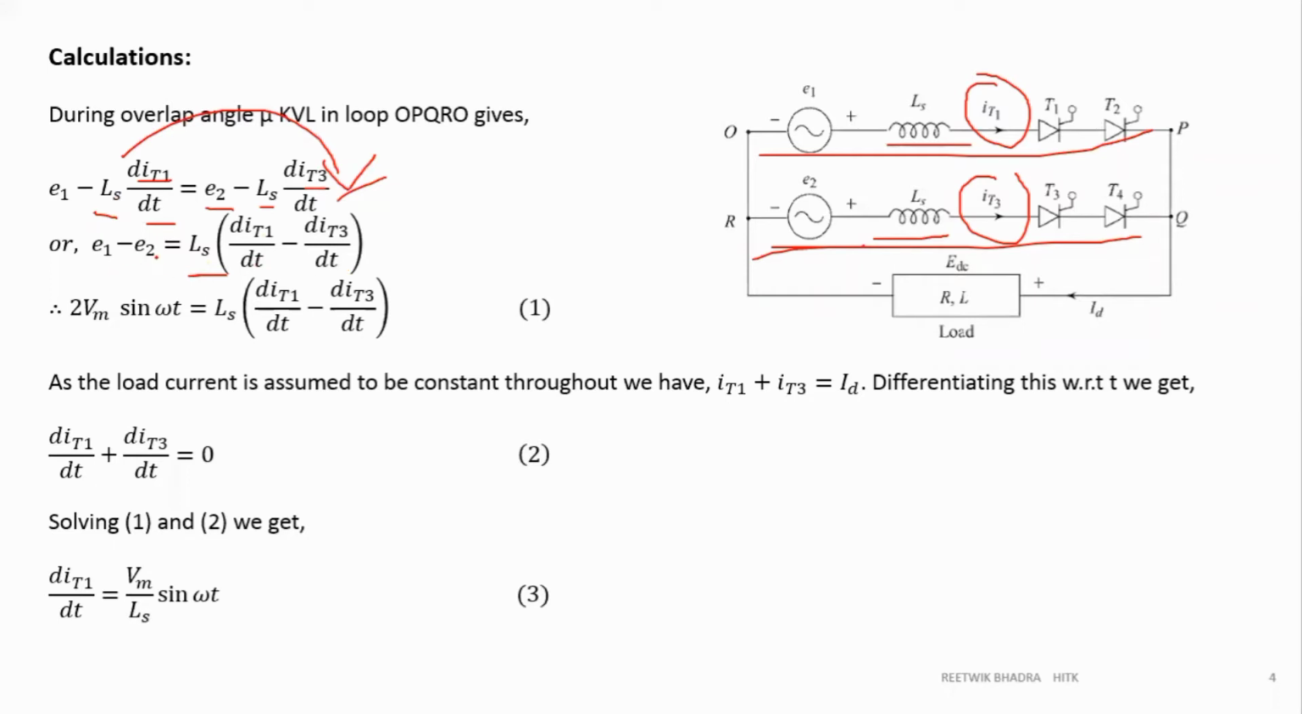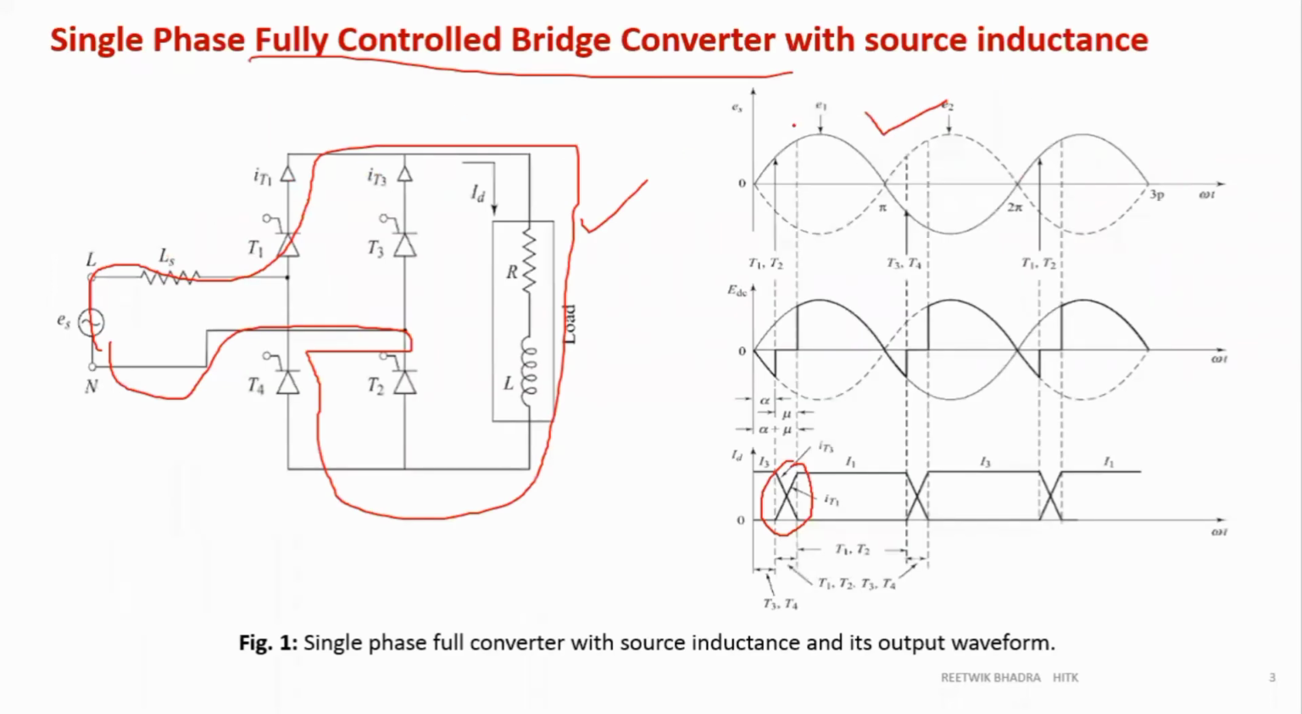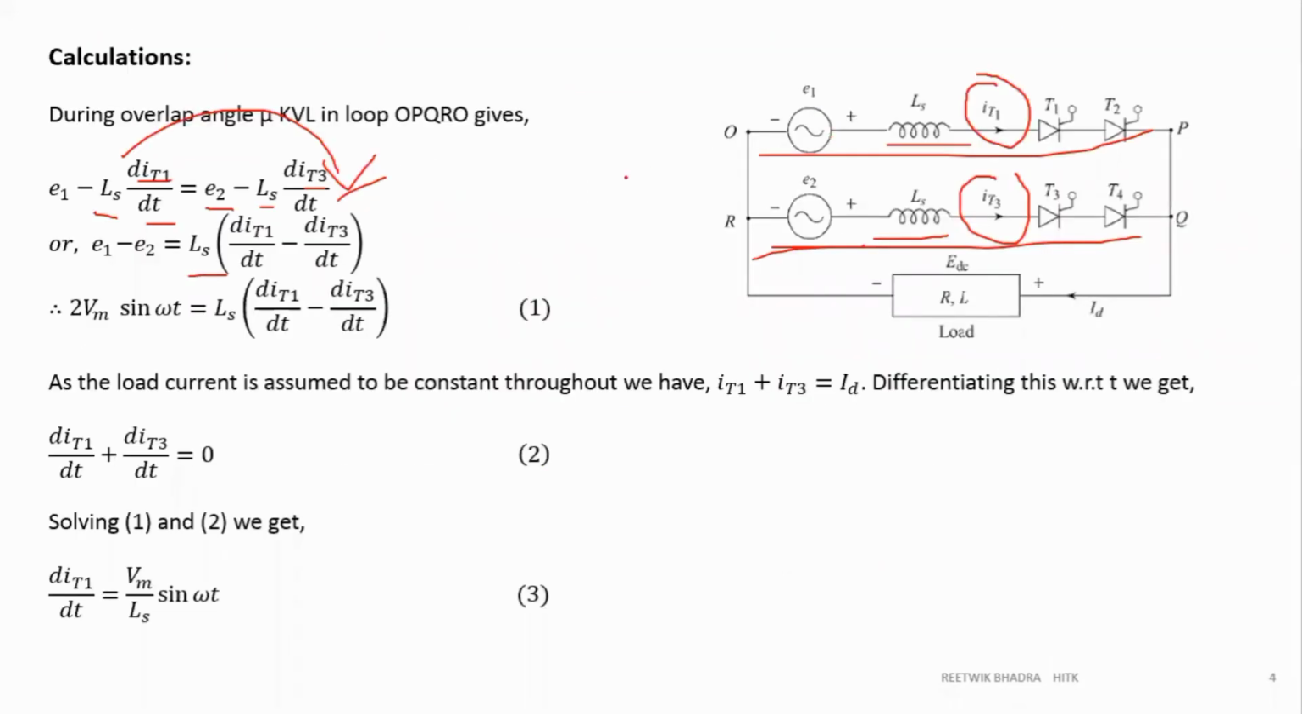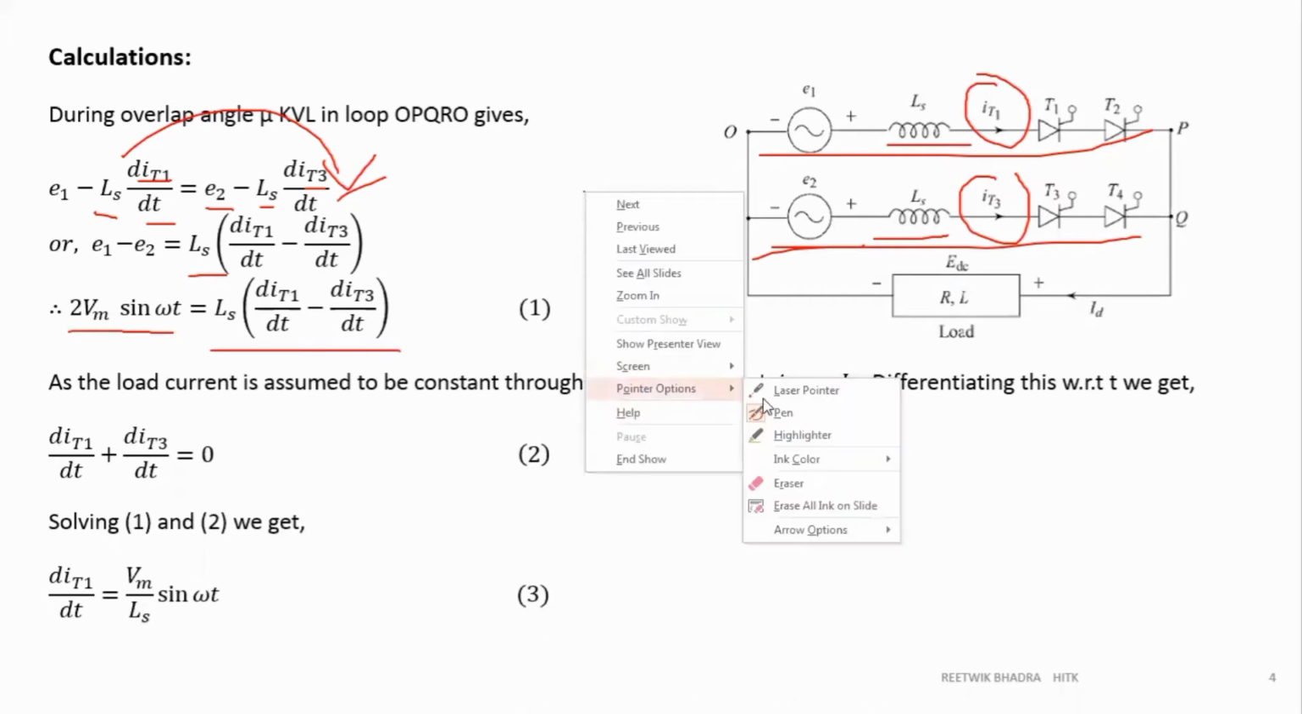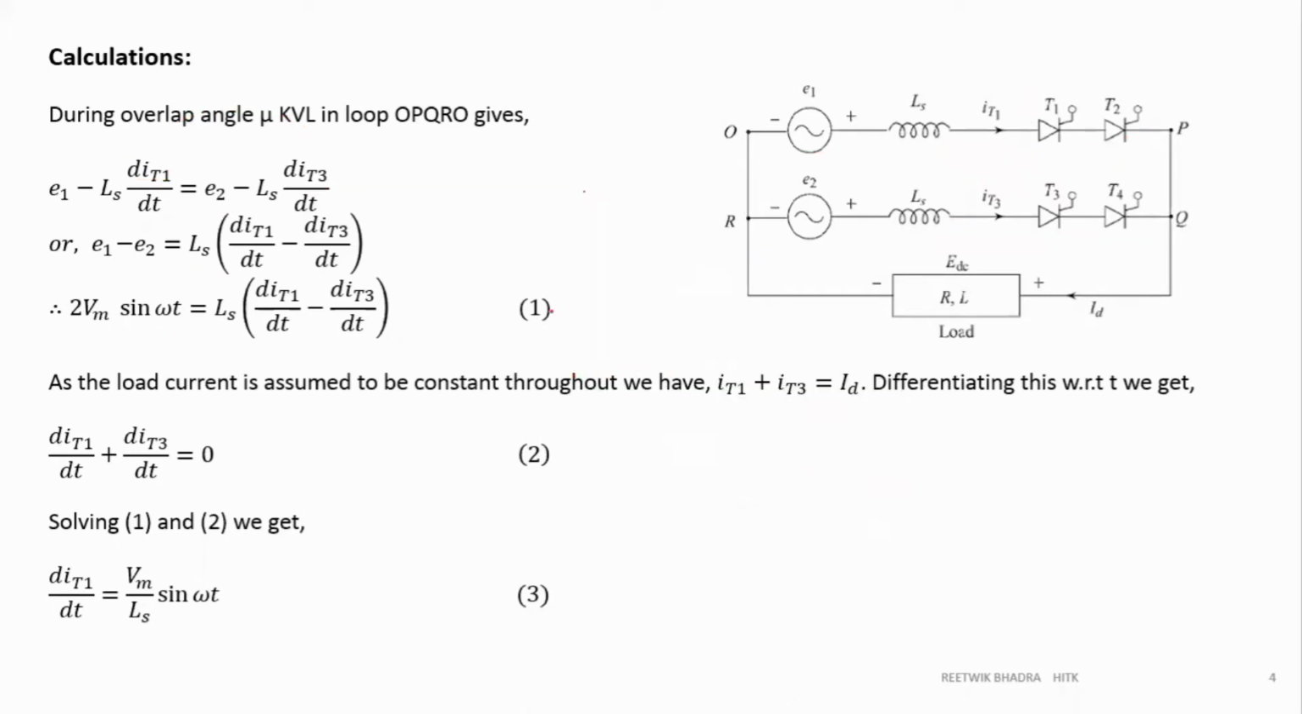And E1 minus E2. What are E1 and E2? They are mutually opposite to one another. This is E1, this is E2. If E1 is Vm sin omega t, E2 is minus Vm sin omega t. So you can write Vm sin omega t minus of minus Vm sin omega t. That gives you 2 Vm sin omega t equal to this. I hope you are understanding it. So this is my equation 1.